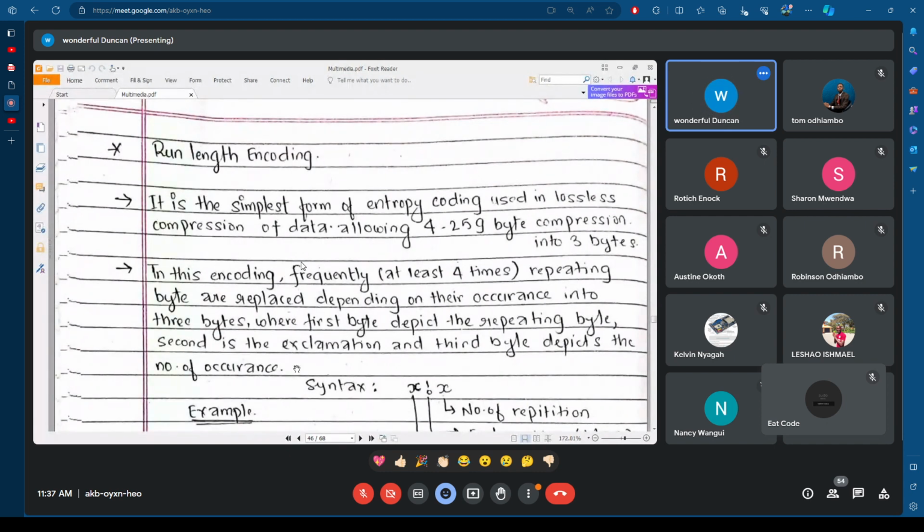The first is the number of the just a minute. Andika kwanza alafu tuende the next step.